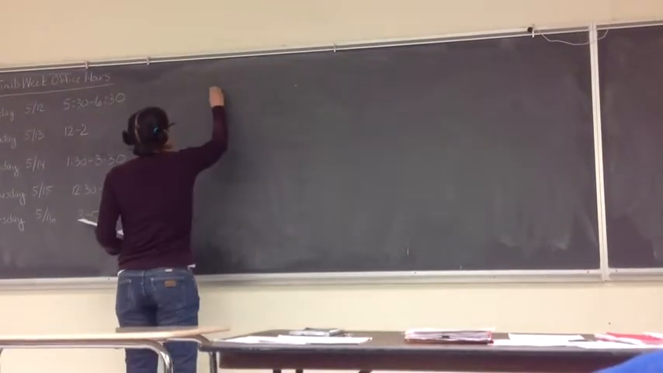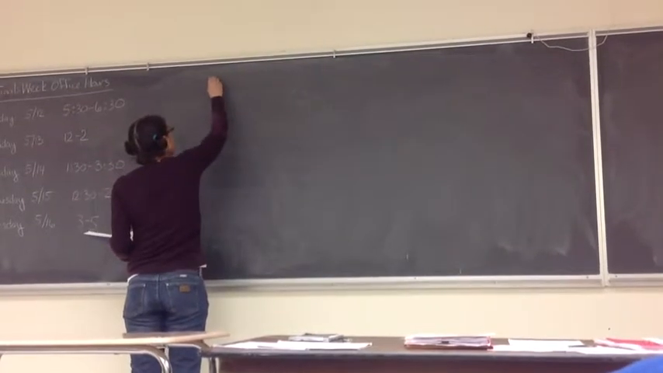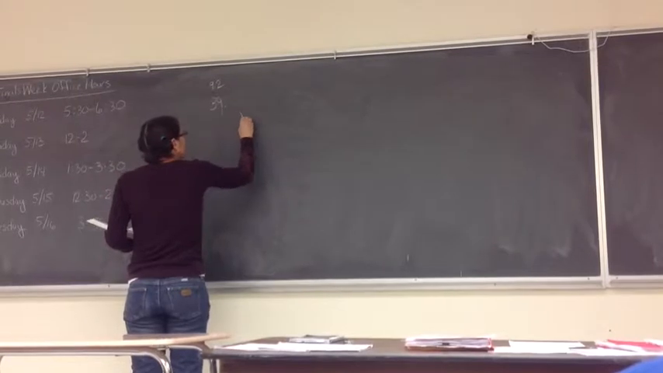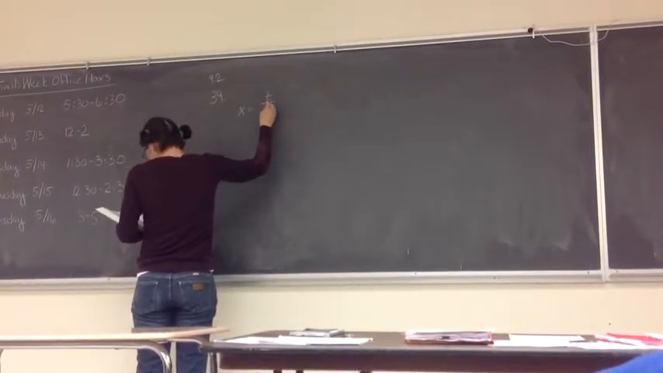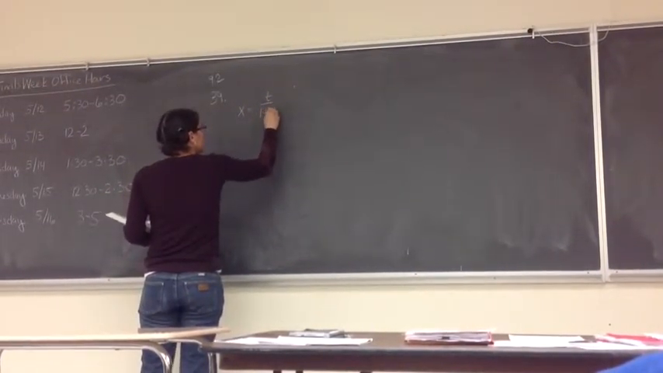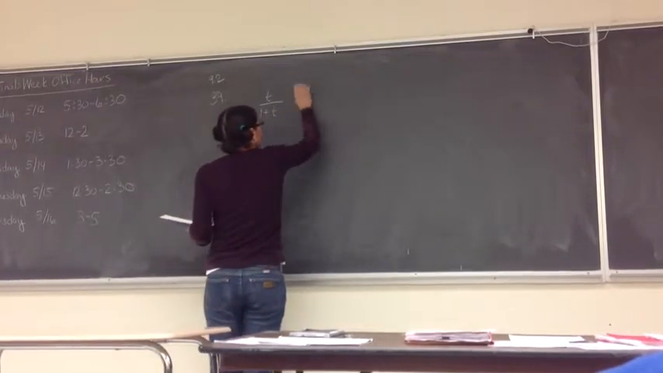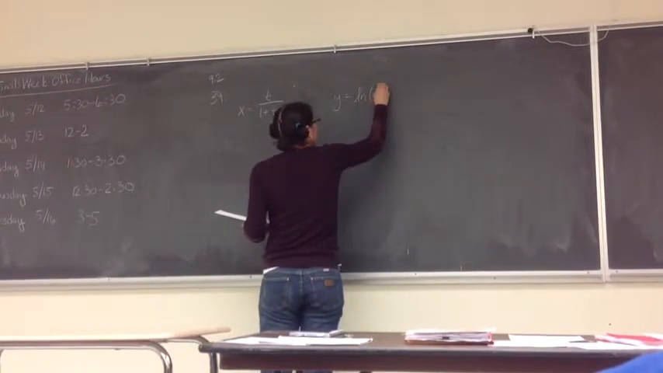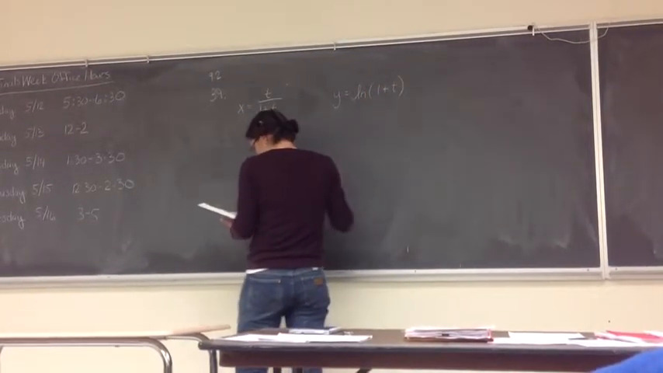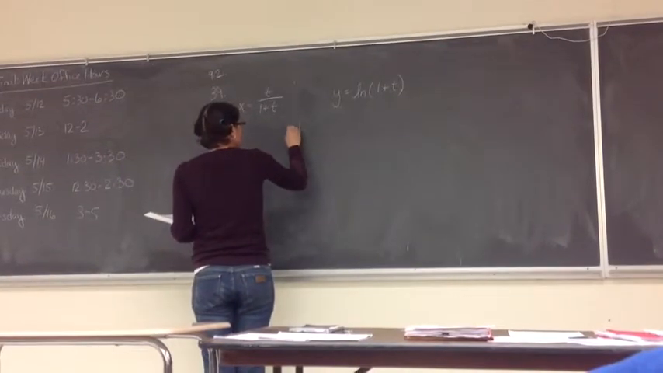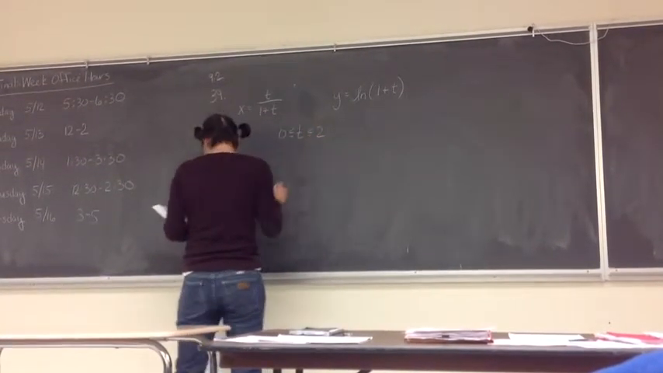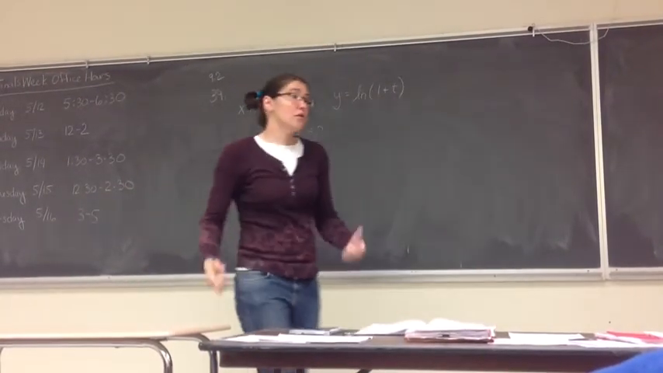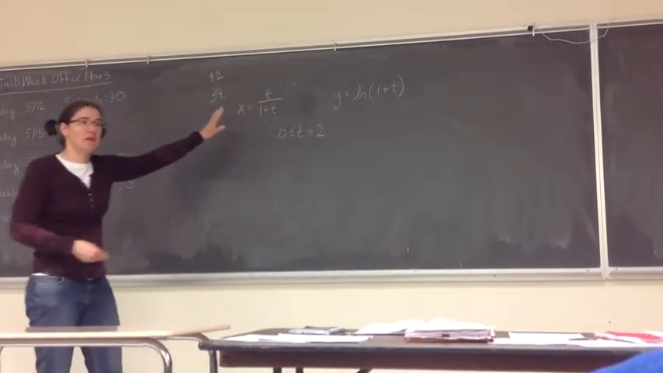Okay, so this is number 39 in section 9.2, and we have x equal to t over 1 plus t, and y equal to natural log of 1 plus t, and t is going to go between 0 and 2. Our job is to find the length of the curve. It's kind of nice if you graph this, but we'll just go ahead and work with the calculations.